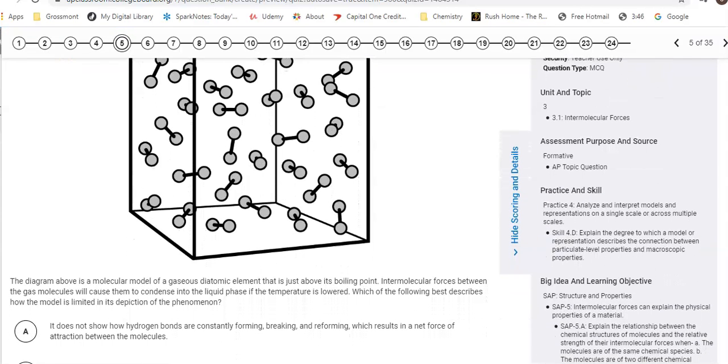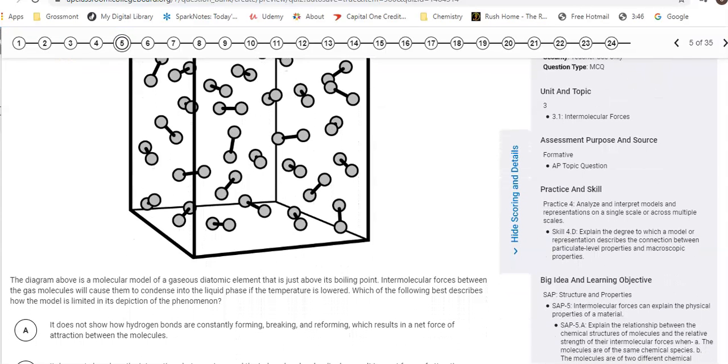Okay, so what you see is you have a diatomic gas here. You have two identical atoms. It could be H2 atoms, it could be O2 atoms, something where they're the same and they're in a gas form. So the question is, the diagram above is a molecular model of gaseous diatomic element that is just above the boiling point. Intermolecular forces between the gas molecules will cause them to condense into a liquid phase if the temperature is lowered. Which of the following best describes how the model is limited in its depiction of the phenomena?